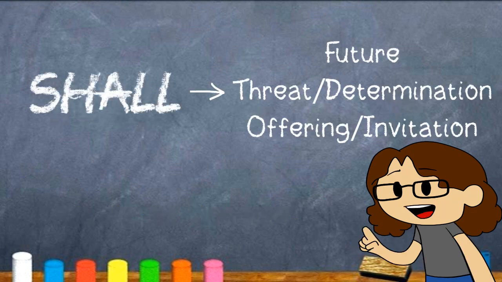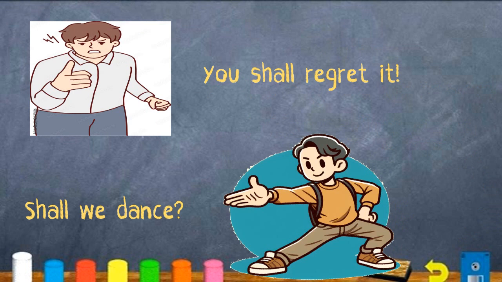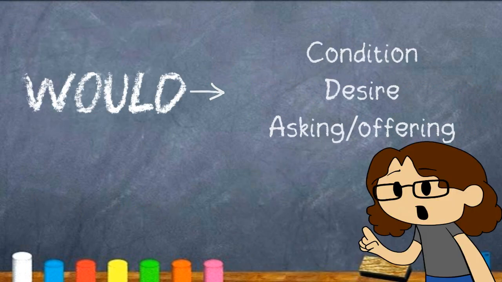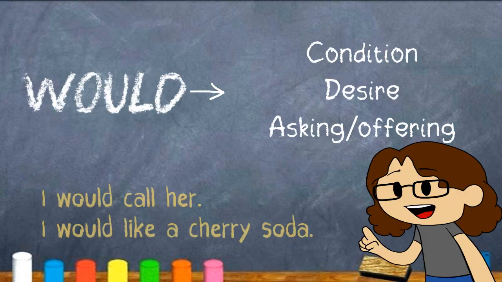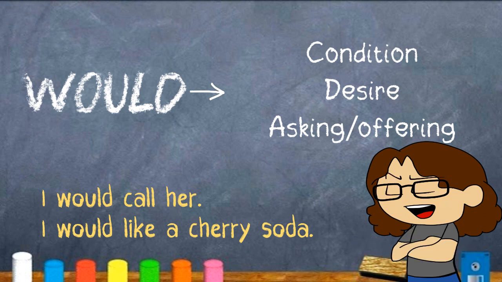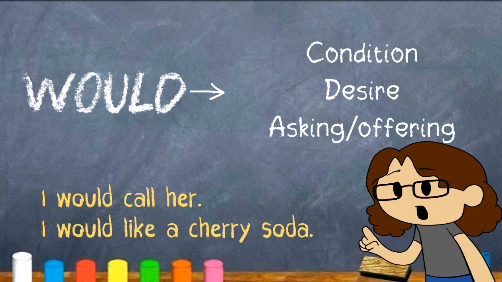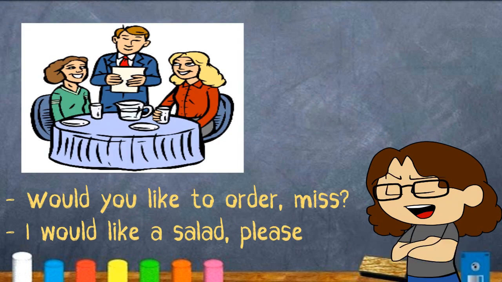Shall is also used to indicate future, same as will. But it's also used to give a threat and to make an offering, like in this case. Would indicates the result of a condition, or even a desire if you think about it. Would is also used to offer or accept something in a polite way, like in a restaurant.